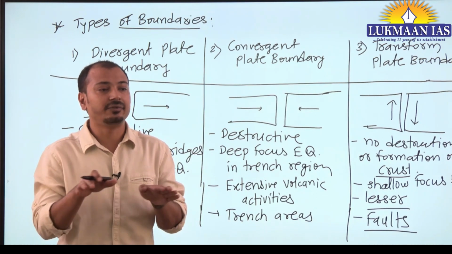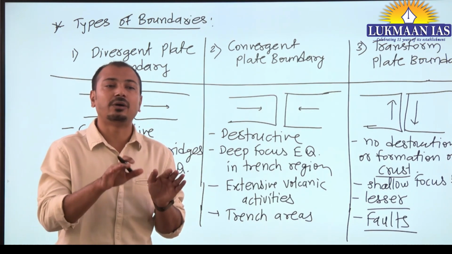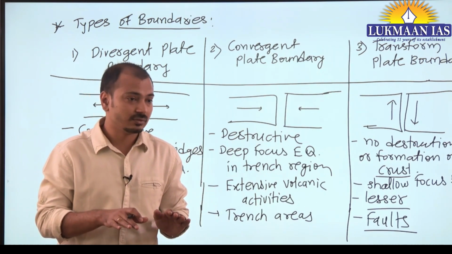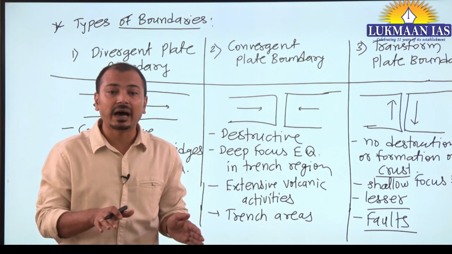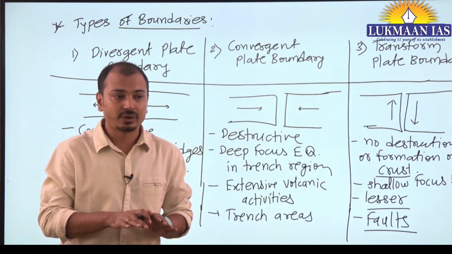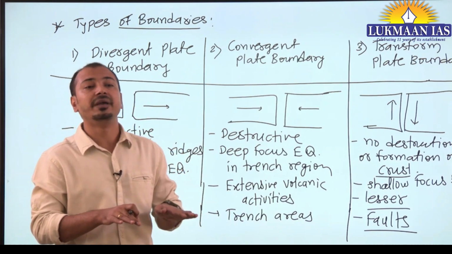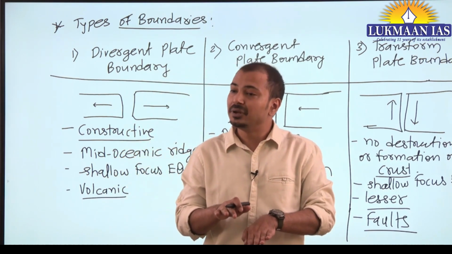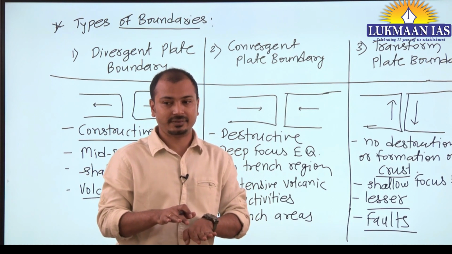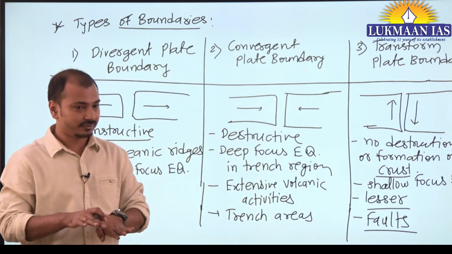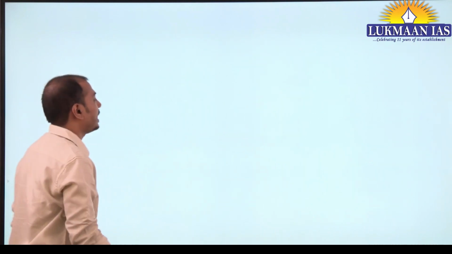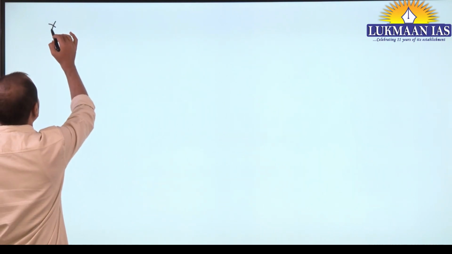But if I take the example of the South American plate and the Pacific oceanic plate, they are converging. And the Pacific plate, being the denser, heavier one, is subducting below the South American plate. Understood? We will understand again in detail about these three types of convergence.